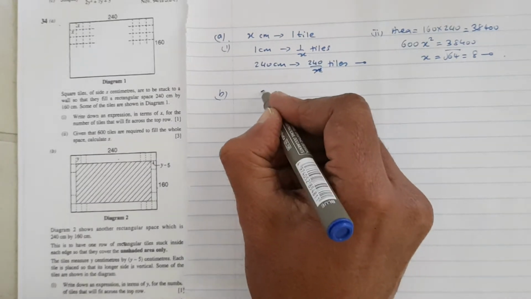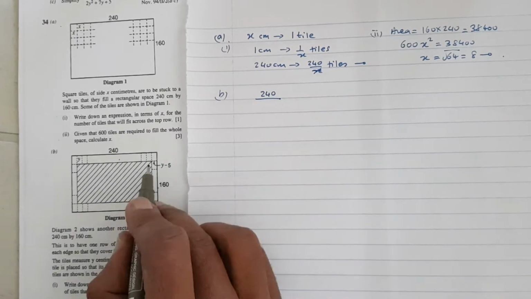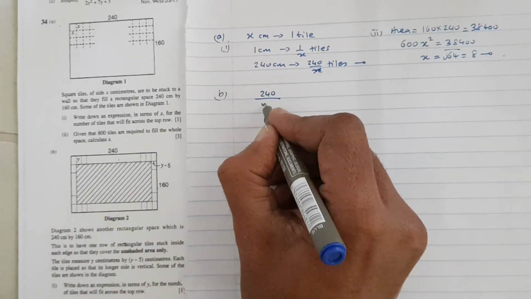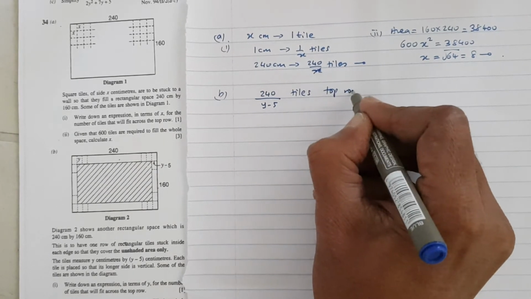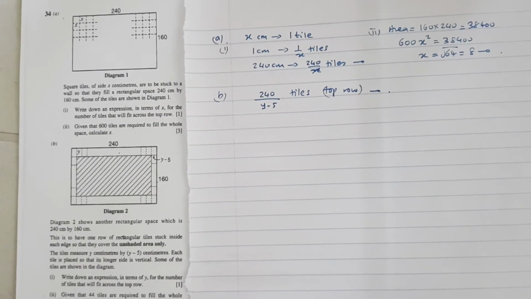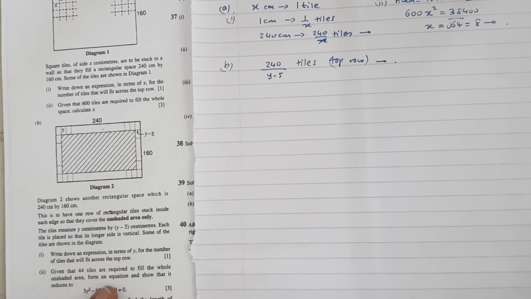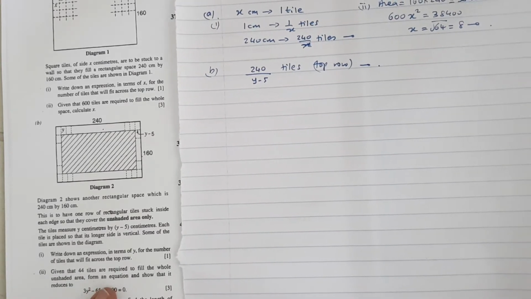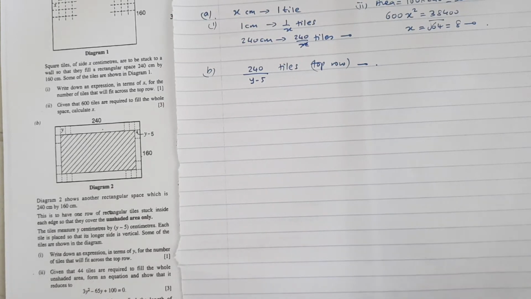So I'm going to say 240 divided by, this time, the length y minus 5. That's the number of tiles needed for the top row. Second part: given that 44 tiles are required to fill the whole unshaded area, let me find the unshaded area. Form an equation and show that it reduces to 3y squared minus 65y plus 100 is equal to 0.